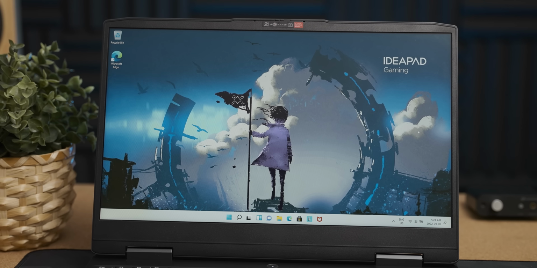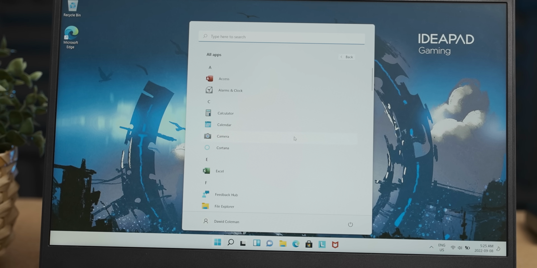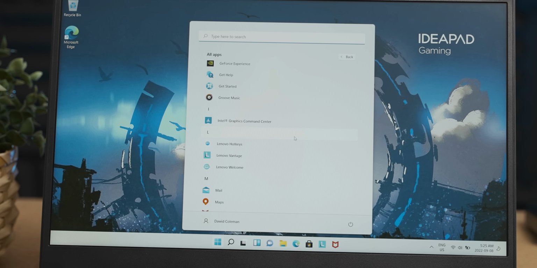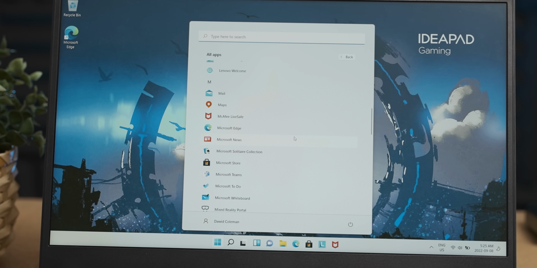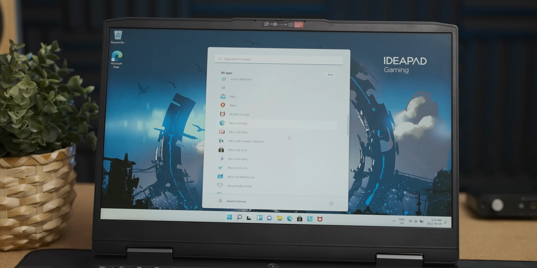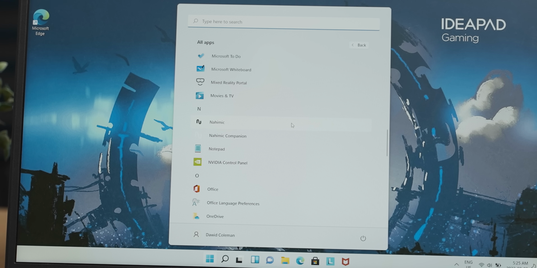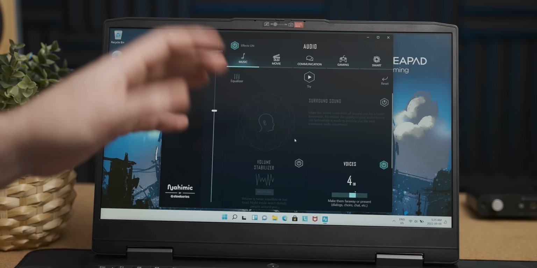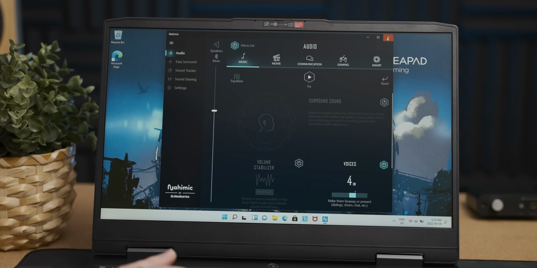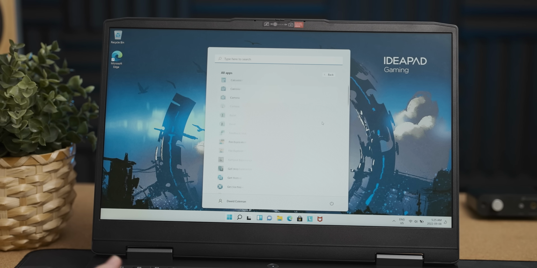That almost looks like one of those AI generated images to me. Now when we go to all apps, we've got GeForce Experience on here, some Lenovo stuff, which I guess is expected. Oh, we've got McAfee Live Safe. That's a crowd favorite right there. Nahimic. Oh, okay, so that's like for the audio on the laptop. Yeah, I mean, it's not the worst I've seen, but it's definitely not bloat-free, you know?